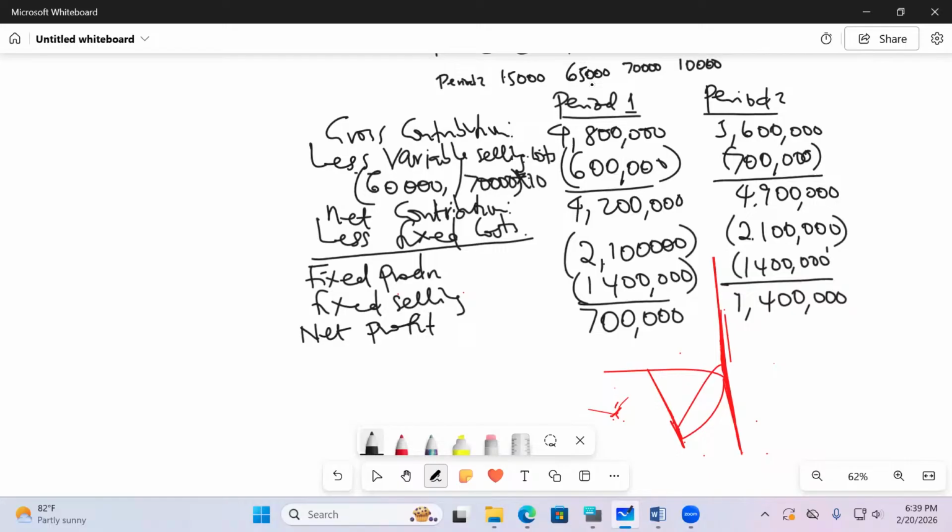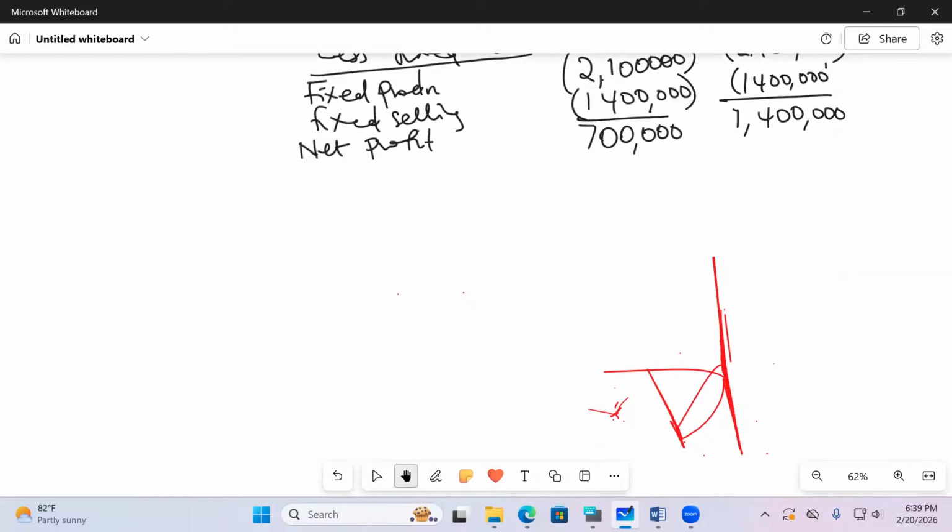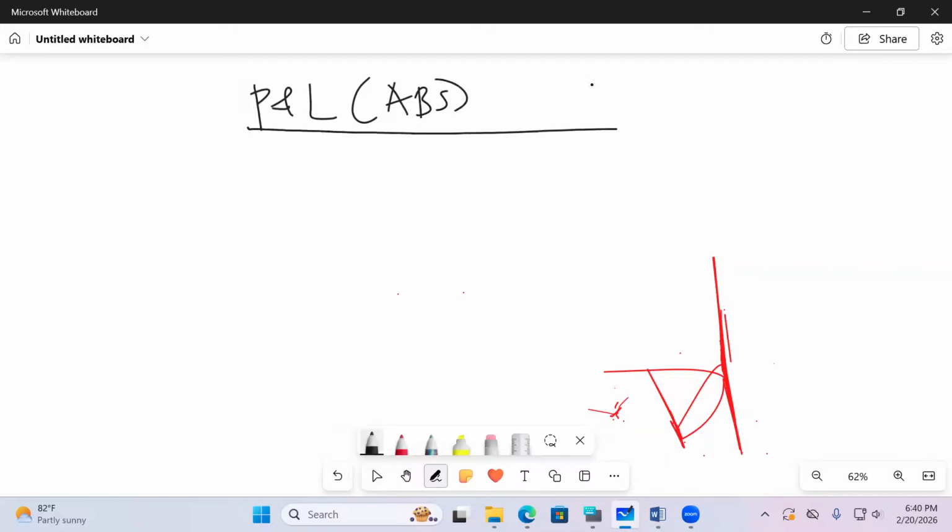Great. So we go straight away to the P&L. This time around, we are using absorption. So even if you understand nothing, you come and write a big title there. Say profit and loss, and then in capital letters, absorption. You don't have to write in full; that way the examiner will still understand.